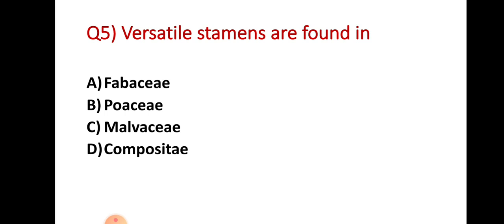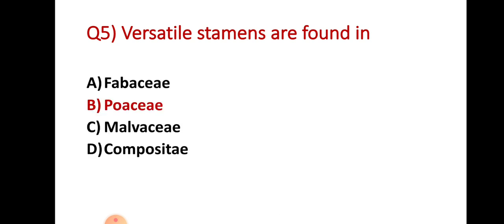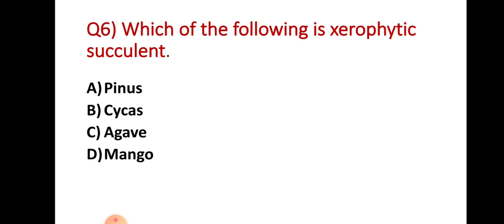Versatile stamens are found in. Versatile stamens are found in Poaceae family. Poaceae is also called Triticum, and you can see in this the central line is going here and it is connected towards two lobes. So right answer for this question is option choice B. Now let's see question number 6.